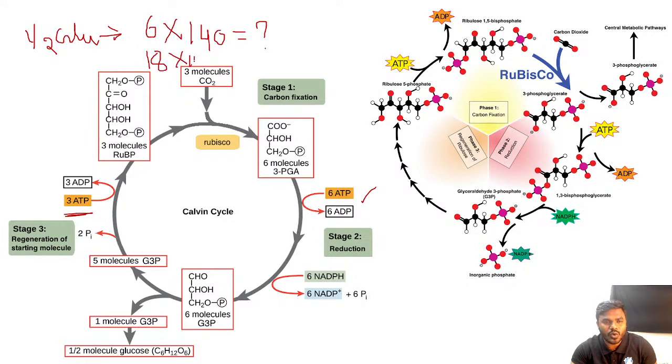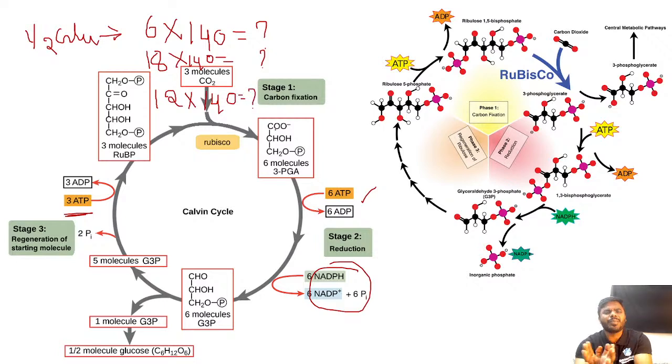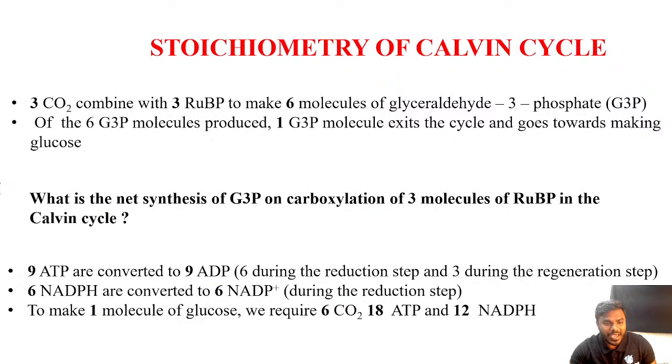So 18 into 140. Then friends, for half glucose, how many NADPH will we use? 6 NADPH we will use. Then for 1 glucose, how many NADPH will we use? 12 NADPH we will use. So 12 into 140, how much? You have to calculate. That's a simple calculation. You don't need to get confused at all. Okay, 840 carbons. Now my friends, every one of you look into this. Everyone.